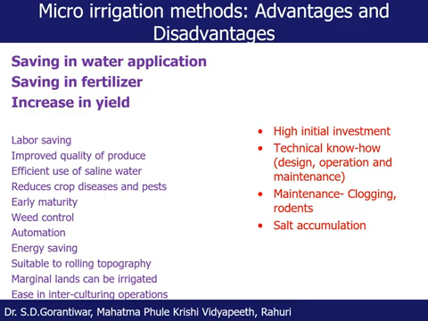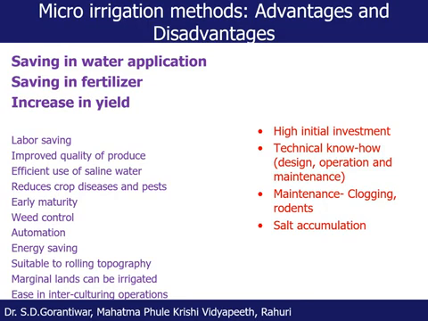The early maturity and shortening of the plant growing season have also been observed by the adoption of the micro irrigation method, by which of course there is extra saving in water, extra saving in labor, and then we can also prepare the land for the next season.